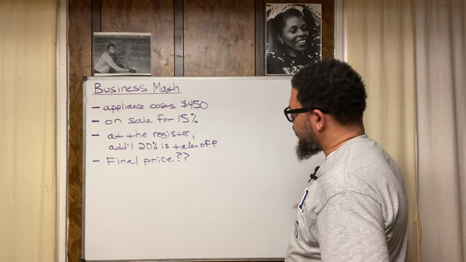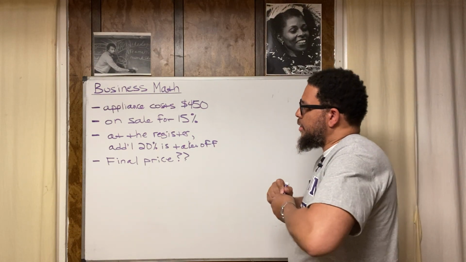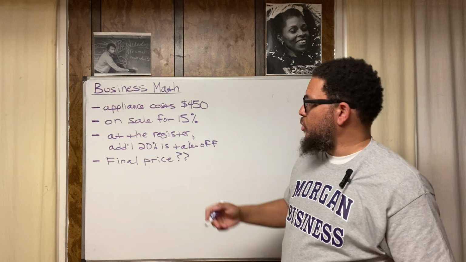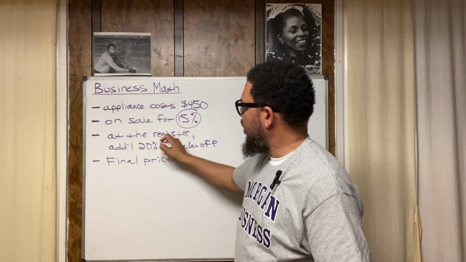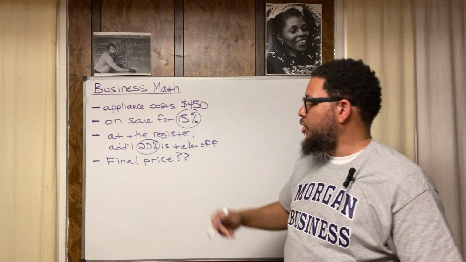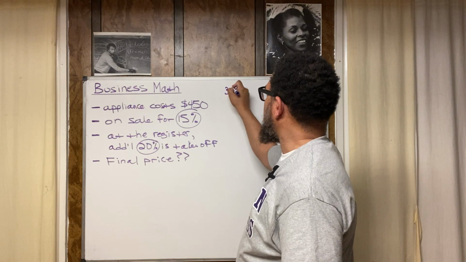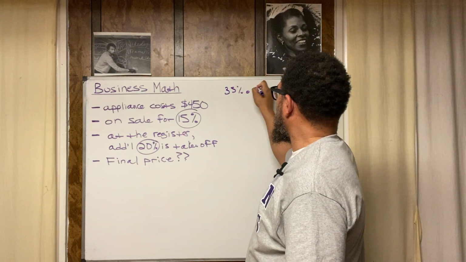All right, so let's do this. Let's imagine a typical person, because a lot of people would do that. A lot of people just add the 15 and the 20 and then say, oh, 35%. So let's do 35% of 450.